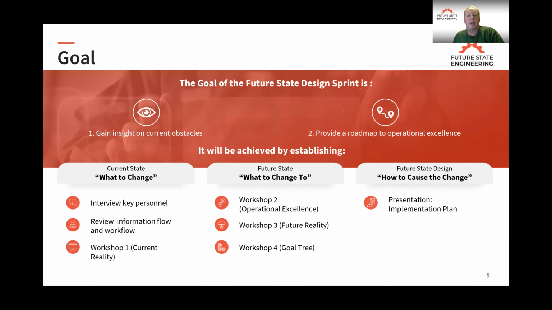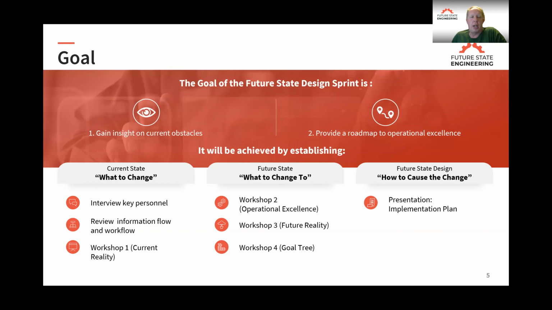The goal of the design sprint is to gain insight on the current obstacles that are preventing the company from establishing breakthrough performance. And then second is providing that roadmap to how to achieve that. And we look at it from three perspectives. One is, what do we change? So in order to understand what to change in the organization, we need to understand what the current challenges are.